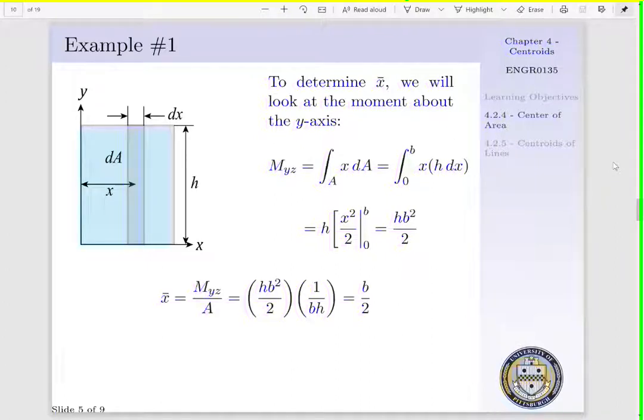To calculate x bar, we're going to take M_yz per the area. And this is equal to h b squared per 2 divided by our area, which is simply our base times our height. And we are left with b per 2.